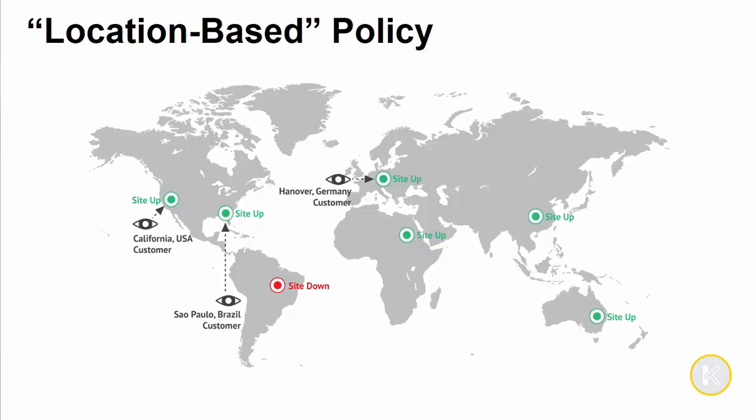In this diagram, we see 7 sites, 6 of which are available. For the users connecting to these sites in US West Coast and Europe, they'll have no problem connecting to the local site. The site in South America is down, so when a user in Brazil attempts to connect to that site, they will be directed to the next closest available site.